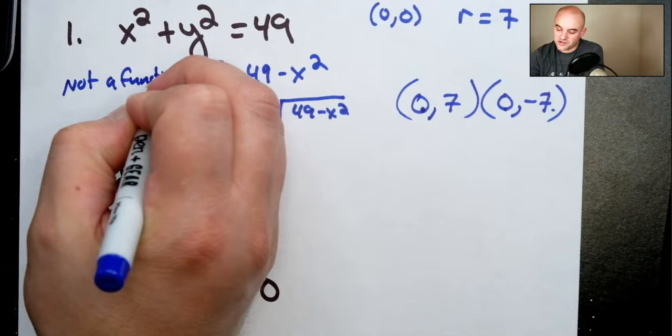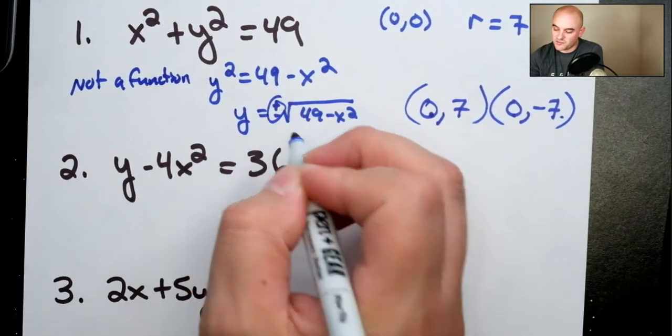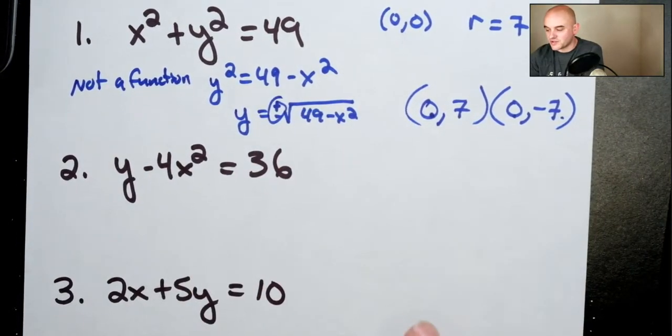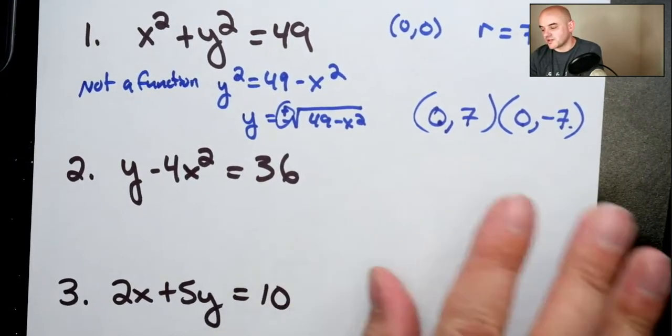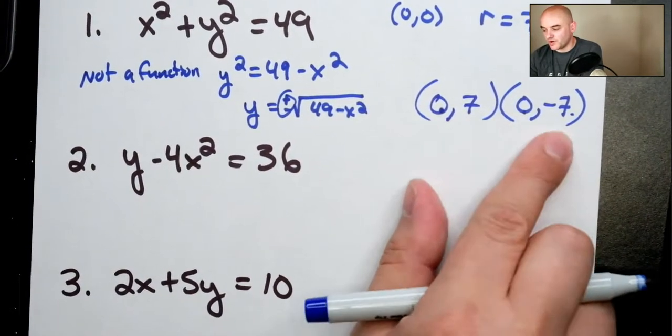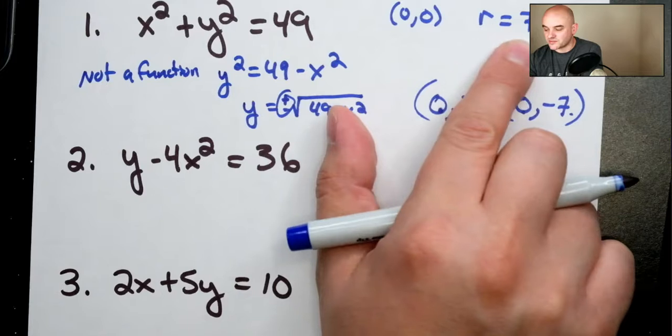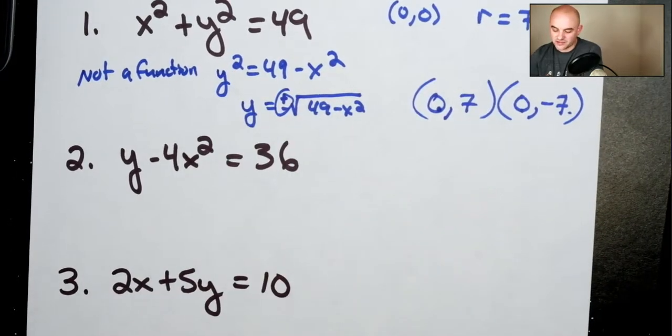Now you could put a whole bunch of different x values in here, and each time you'd get two different possible y values. And so that's why we're going to say that's not a function. You only need one case to show it. But I think the easiest way for this one is to recognize that it's a circle.